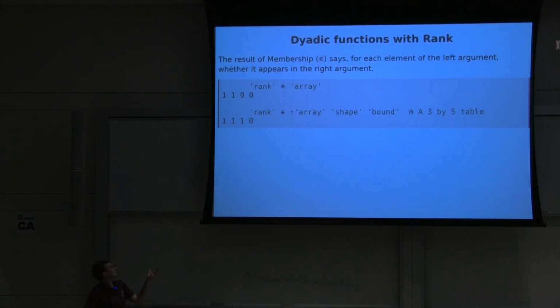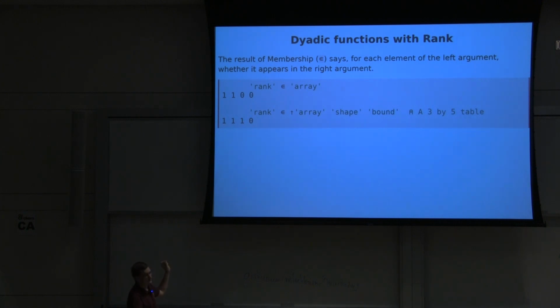Yeah, so rank with 2 arguments. What I'm going to use to show this is the membership function. In another language, you'd have a collection and you'd ask, is a particular element a member of a collection. APL is an array language, so it works on a whole array at a time. For example, for this left argument, rank, I ask, is it a member of an array? And it gives me a Boolean for each character in rank. So I can do this membership all at once.